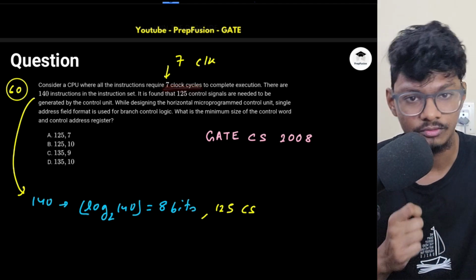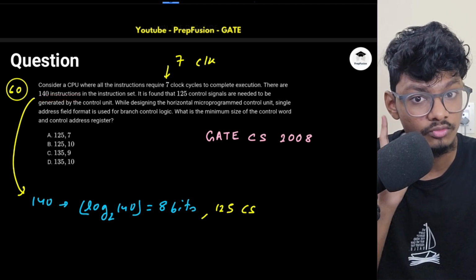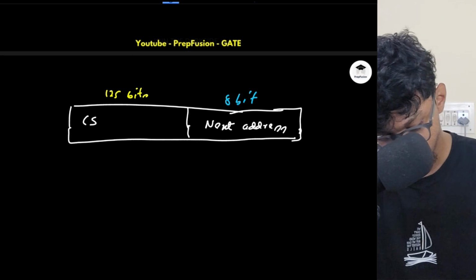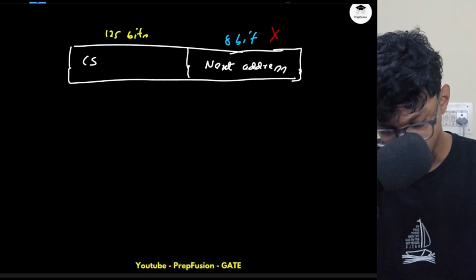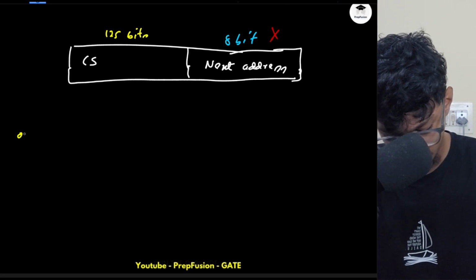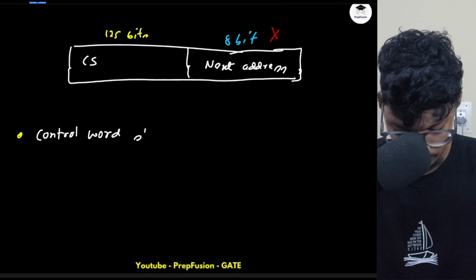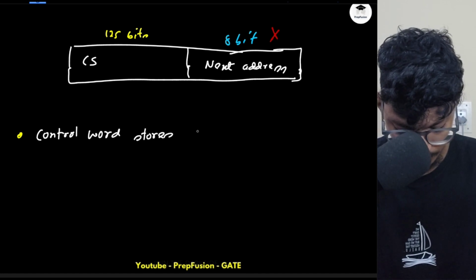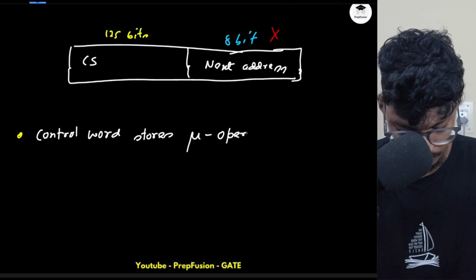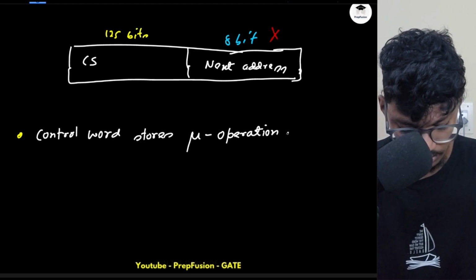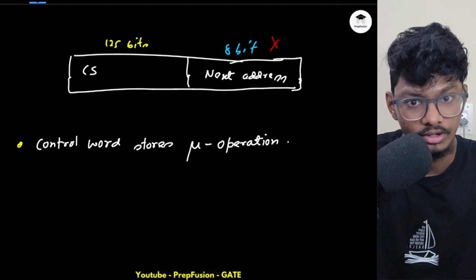I made a silly mistake. They gave me this information: 7 clock cycles, and this is per instruction. This is not a micro operation, and the control word stores the micro operation. So this thing is wrong. I write down the important point that the control word stores micro operations. It does not store instructions, it only stores micro operations.